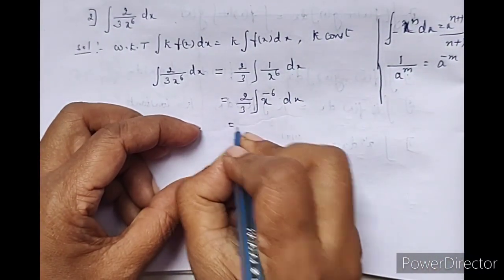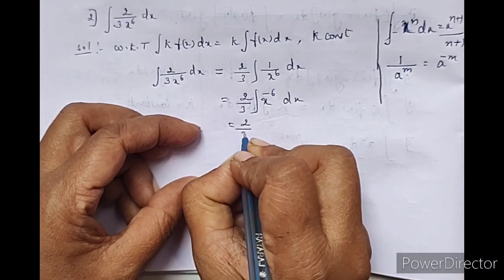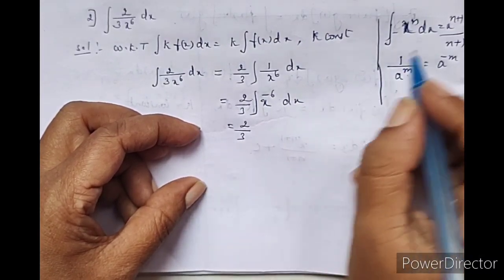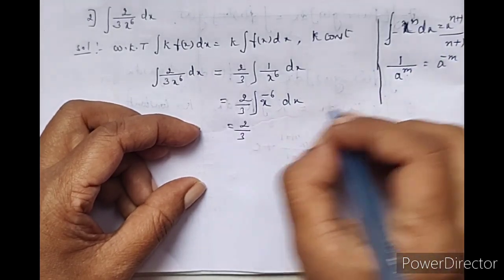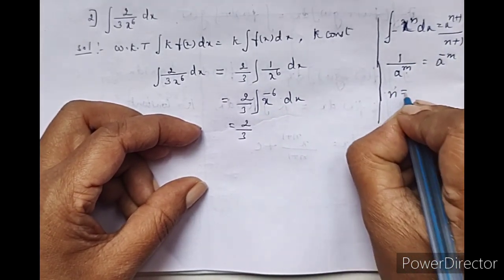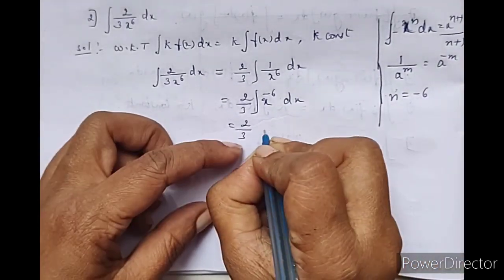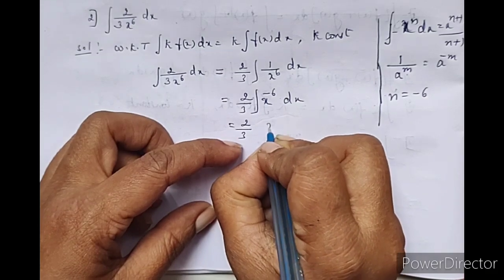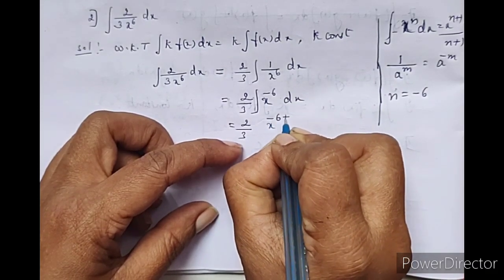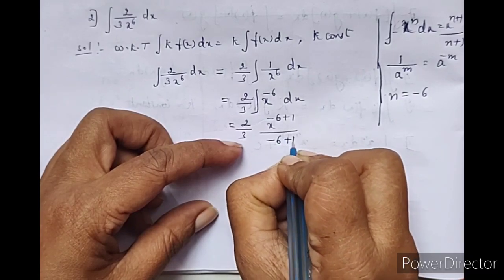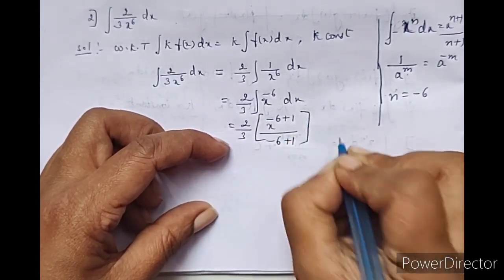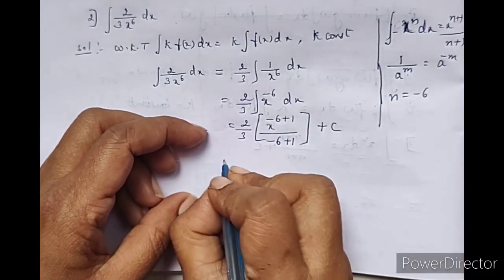Now we apply that standard rule. That is, integration of x to the power of n is... what is n here? n is equal to minus 6. So it is x to the power of minus 6 plus 1, that is n plus 1, divided by minus 6 plus 1, plus the constant of integration c.